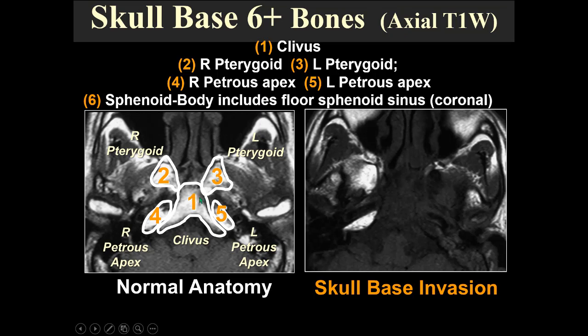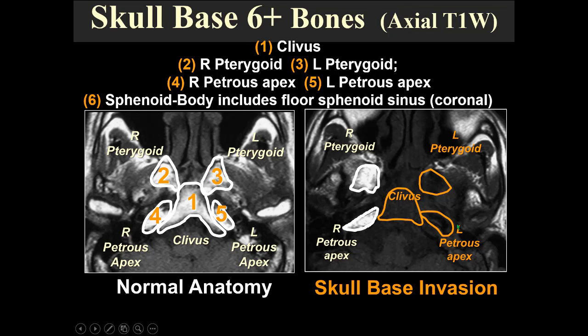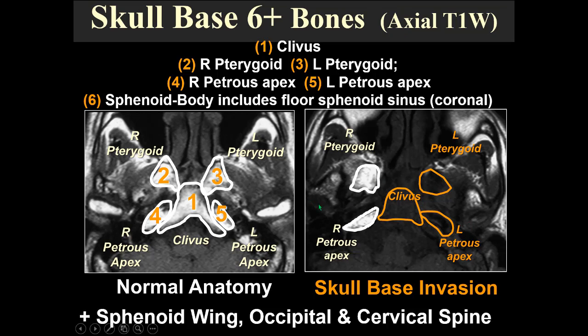And then if you look at the other one, you can see straight away you've got the right pterygoid and the right petrous apex, but it's involving the clivus, the left petrous apex, and the left pterygoid. So a good place to start. Then go to the coronal, and you can have a look at the floor of the sphenoid sinus and go back to the rest of the body of the sphenoid. After that, if it's very extensive, it might go out to the sphenoid ring. It can go down to the occipital condyle and into the cervical spine. But this is really the one to check.